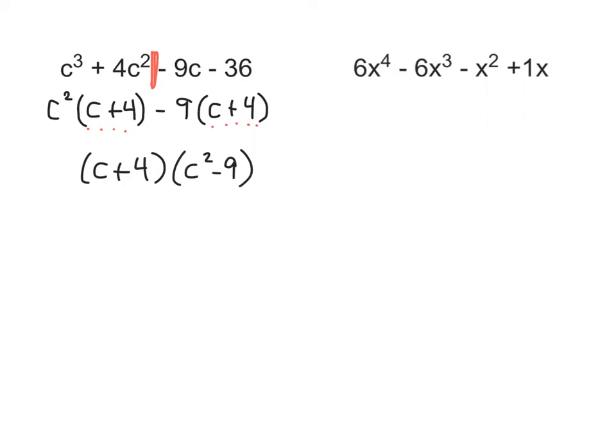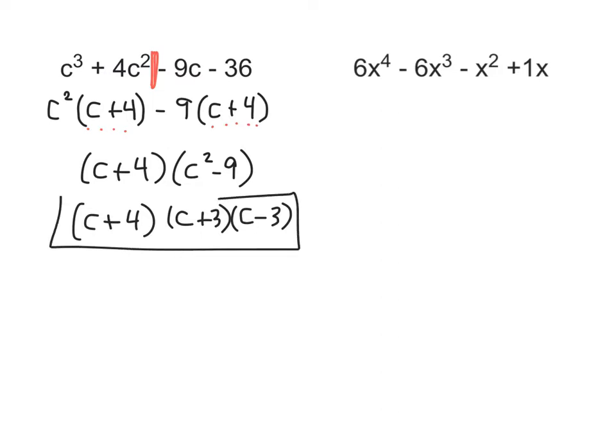Again, remember that you are not done factoring until you've double-checked that you don't have any difference of squares. We do have a difference of squares right here. We're going to need to break that down. So we have c plus 4, and then we'll break this down into, well, c times c is c squared, 3 times 3 is 9, one's a plus, and one's a minus. There's our final factored form.